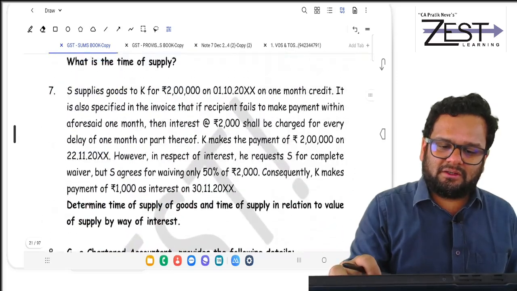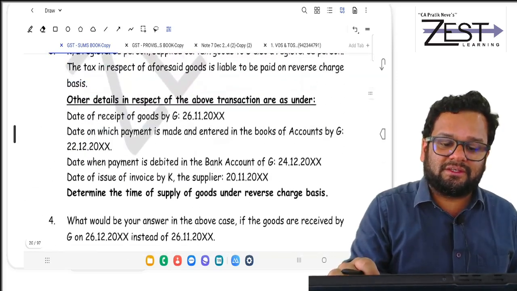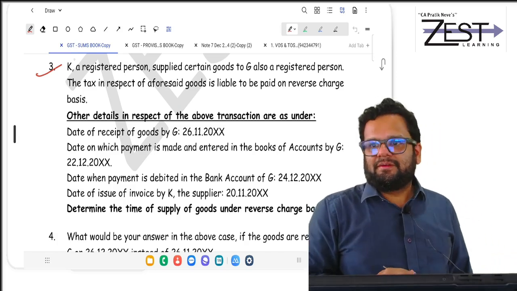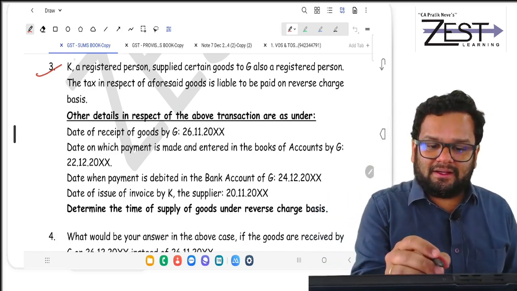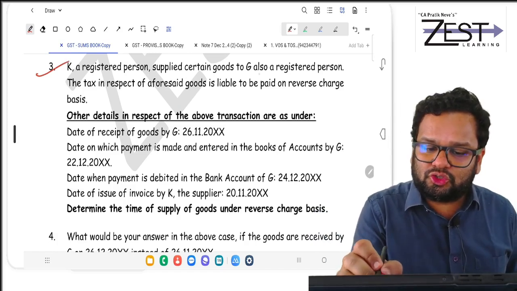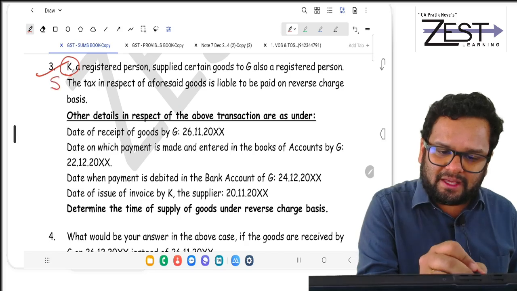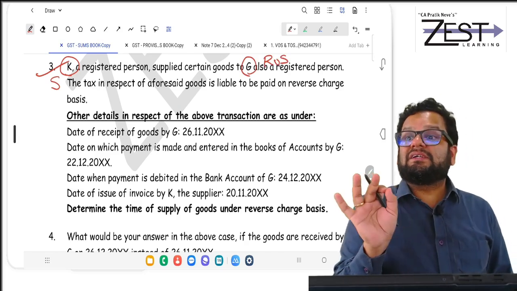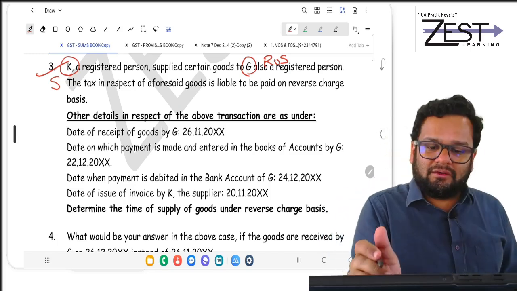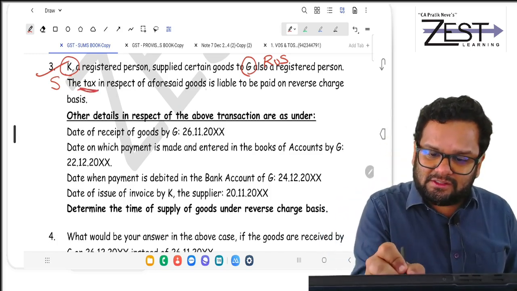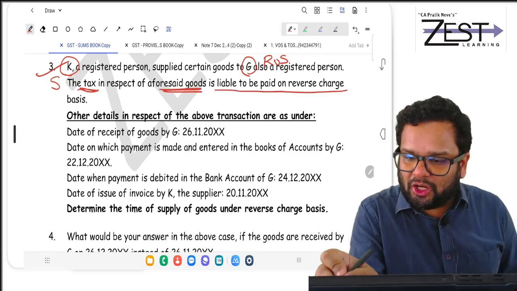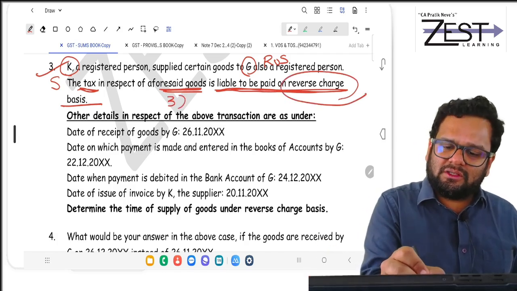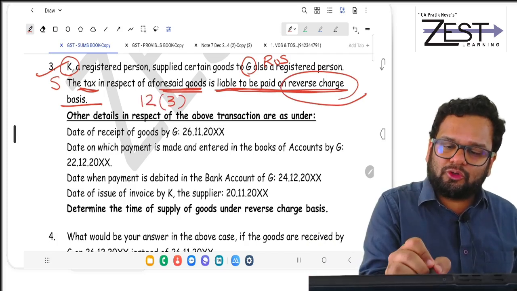Go to question number 3. Very simple. K, a registered person supplied certain goods to G. So K is supplier, G is recipient of supply. They are giving you tax in respect of these goods is liable to be paid on reverse charge. Hence, I am going to subsection 3 and it is goods. So, I am on to 12.